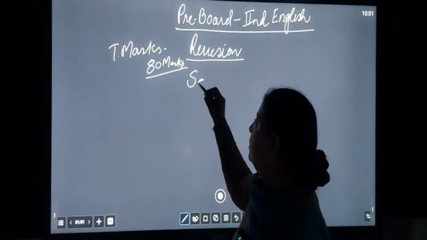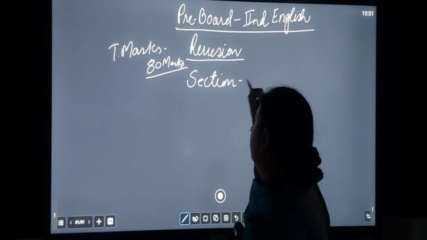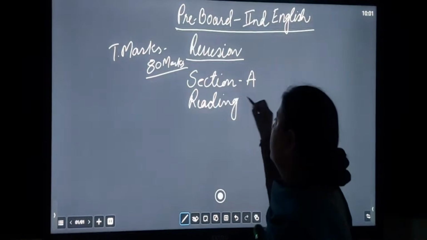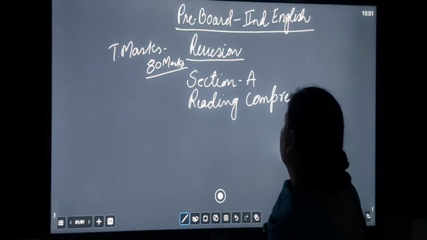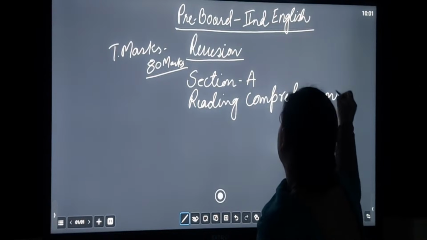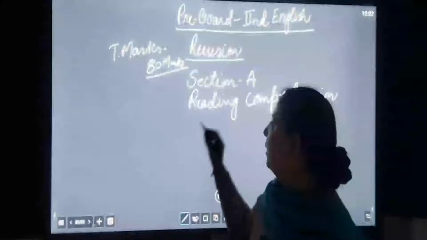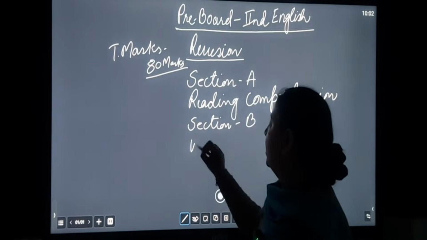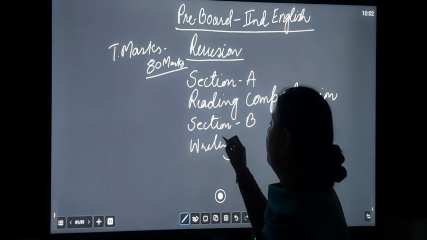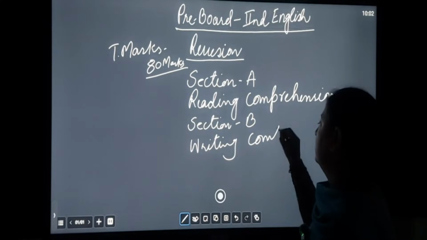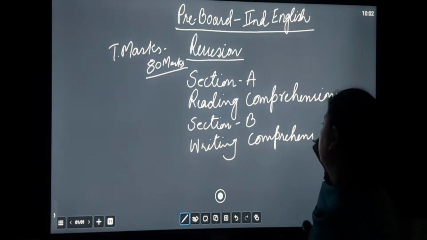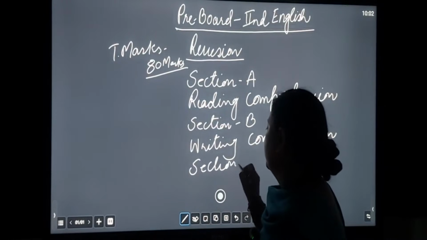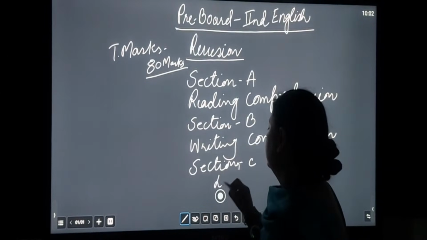We have section 1, that is section A, reading comprehension. Then we have section B, that is writing comprehension. Then we have section C, that is literature.